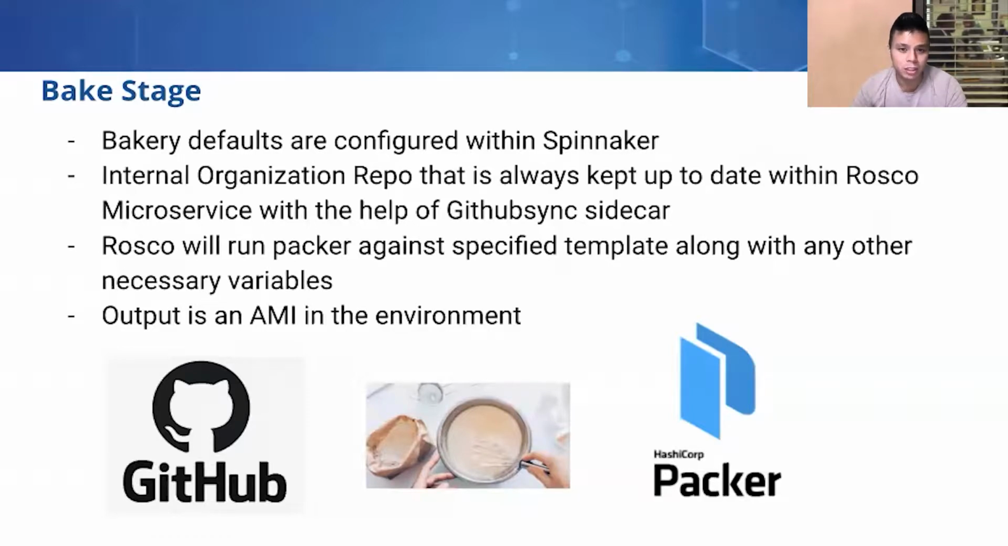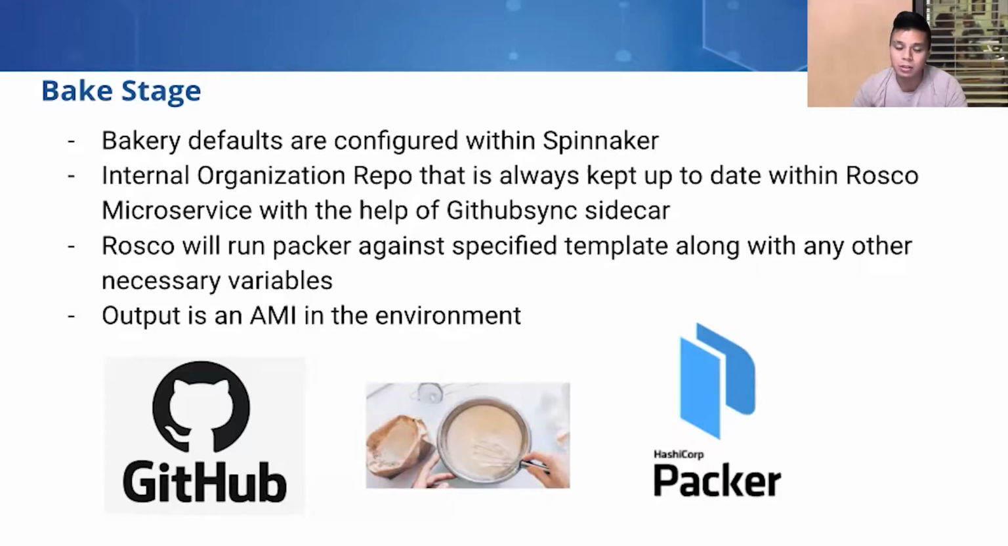Spinnaker's microservice Roscoe runs Packer against a specified directory. Again, this is where GitHub Sync Sidecar can come in handy. Whenever there's a merge on the master branch within a repo that contains the Packer templates, as well as the values and other scripts, it will automatically update the path within the Roscoe container. This removes the need of redeploying Roscoe containers, thus preventing any downtime.